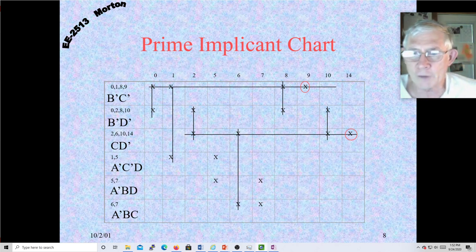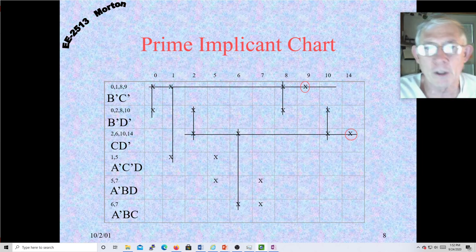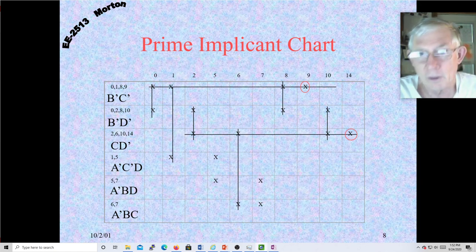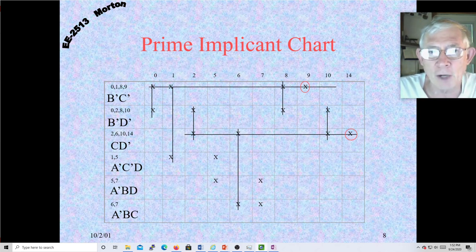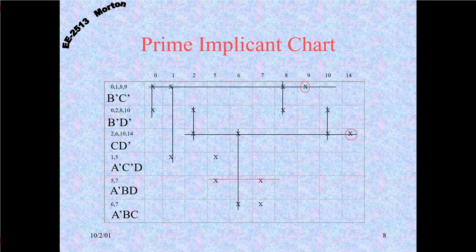Now, this is where we have to look at this and say, okay, what's the best way to cross out minterm 5 and 7? Now, we have options. We could take out 5 by adding A prime C prime D, and we could take out 7 by adding A prime B C. But we'd have to have two more terms to do that. We could just take A prime BD and kill off 5 and 7 in one fell swoop, giving us our solution, B prime C prime plus CD prime plus A prime BD. And that's what we do. We use that one. And so our final solution, now we've crossed out all the minterms. The blacks are the essentials, and the red was the one non-essential that we needed to complete our solution.